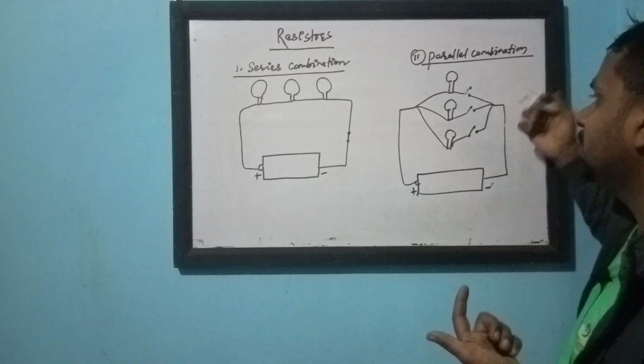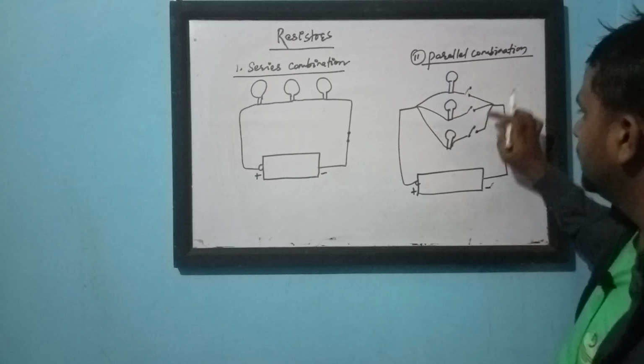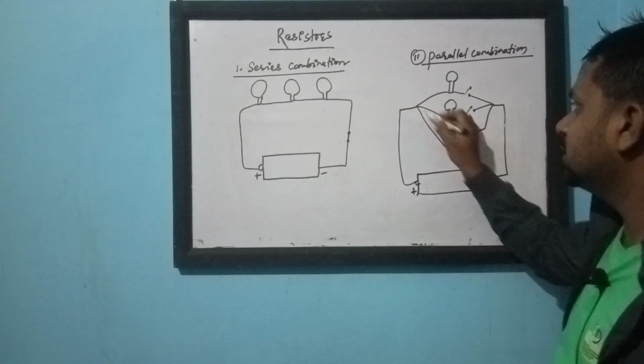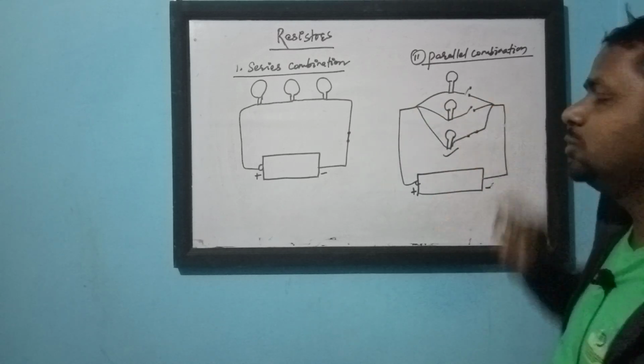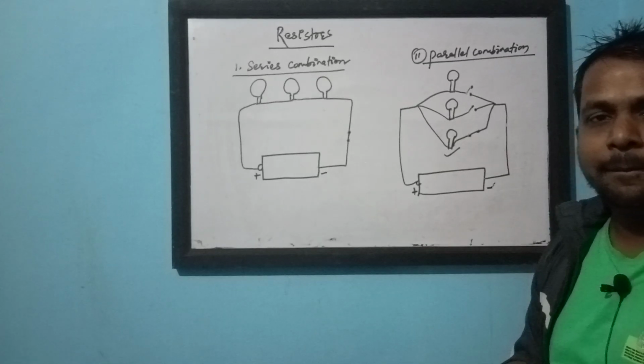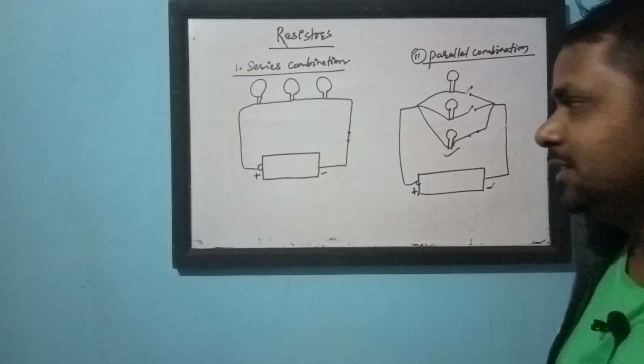Which instrument do we want to run? Suppose we want to run this instrument and make these two off. Then if we switch on this, the current will flow like this, and this can run, and these two will be off. Understanding? I hope you are understanding this.